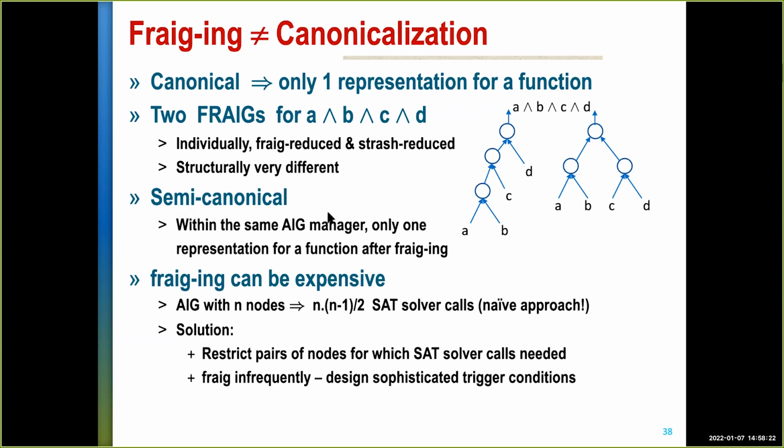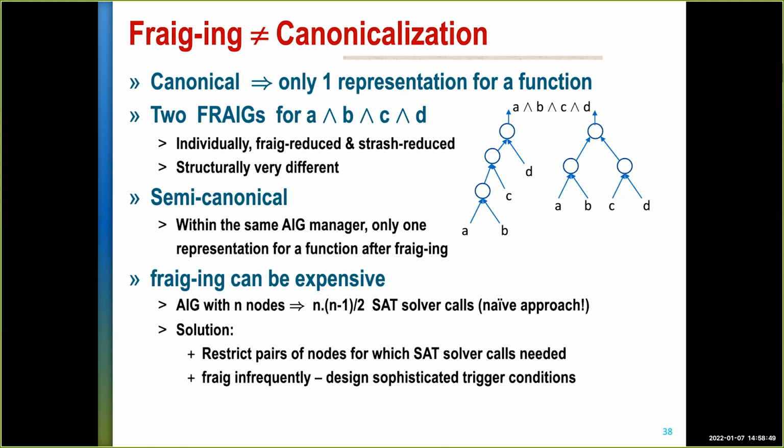It means that if both this and this were within the same AIG manager, then these two nodes would get merged, right? So within the same AIG manager, if you do Fraiging, then there is only one representation for a function, but it doesn't mean that that's the only way to represent that function. And of course, Fraiging can be expensive.